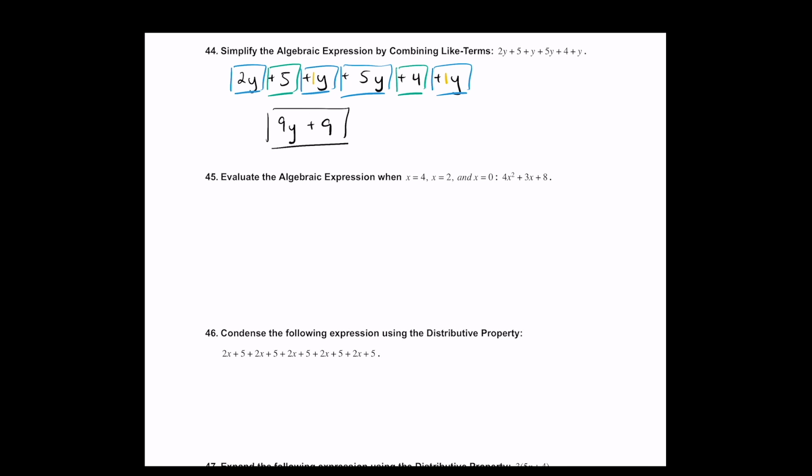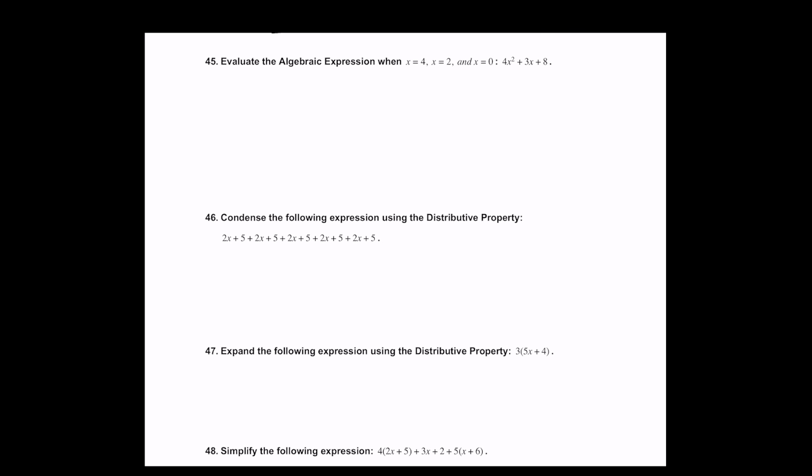For number 45, we have an algebraic expression of 4x squared plus 3x plus 8. We're being told to evaluate it for 3 different scenarios. The first scenario is when x is equal to 4. Then we're going to find out what the expression is equal to when x is equal to 2. And then we'll do it one more time when x is equal to 0. We'll see what that expression is going to be. So let's try this 3 different times.